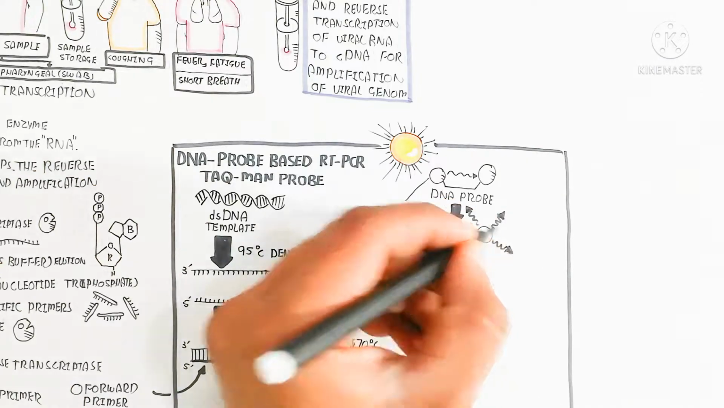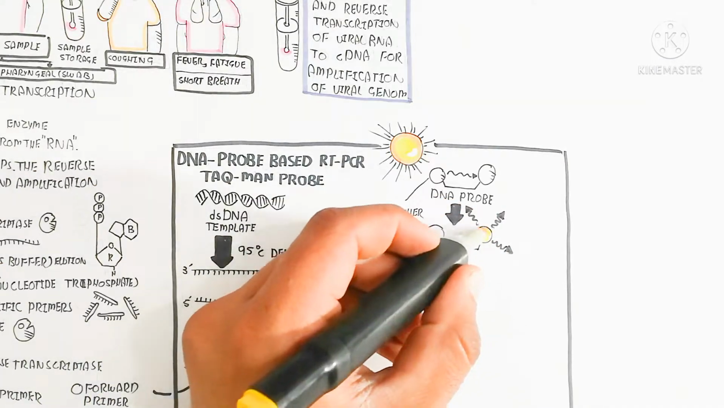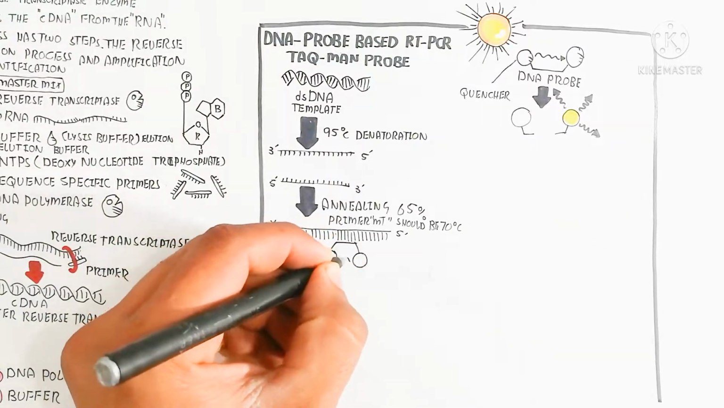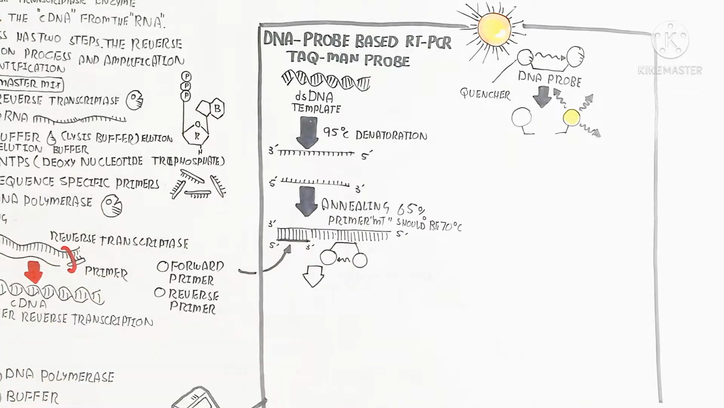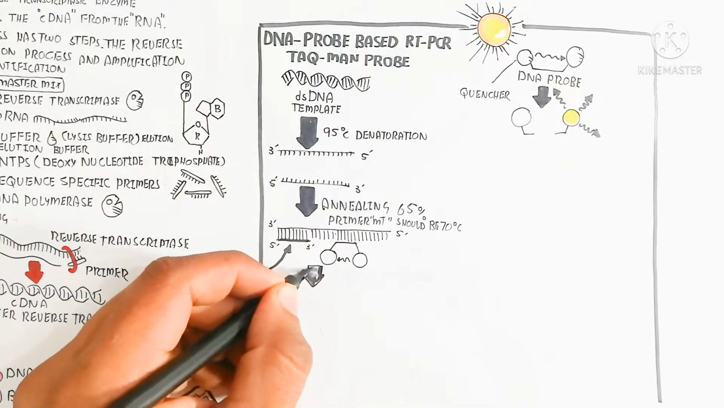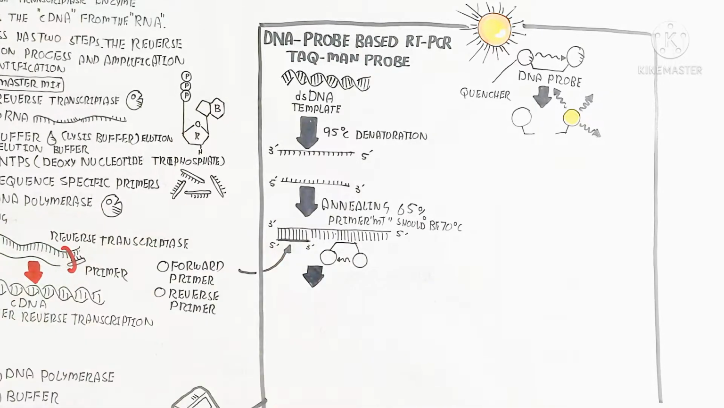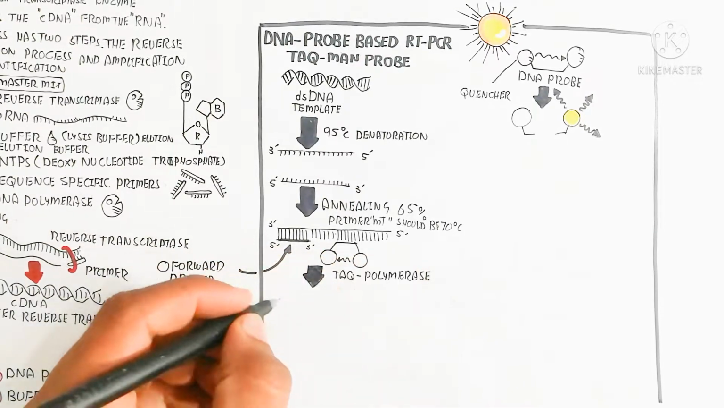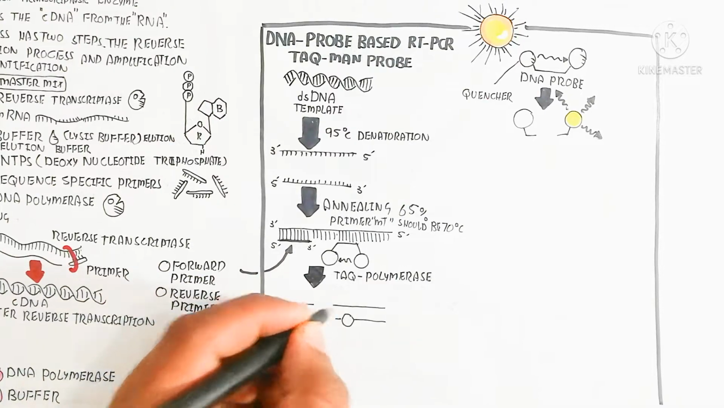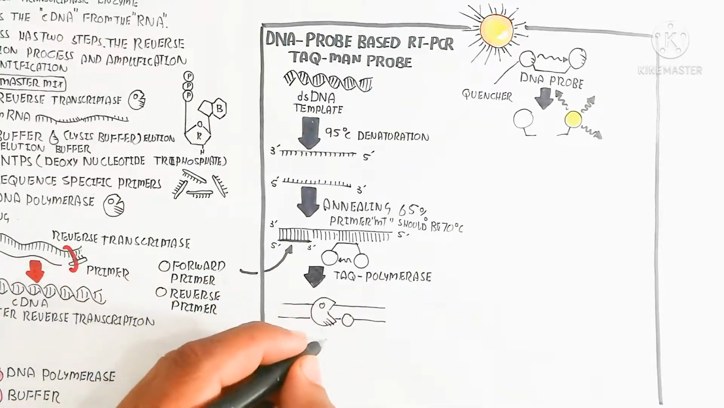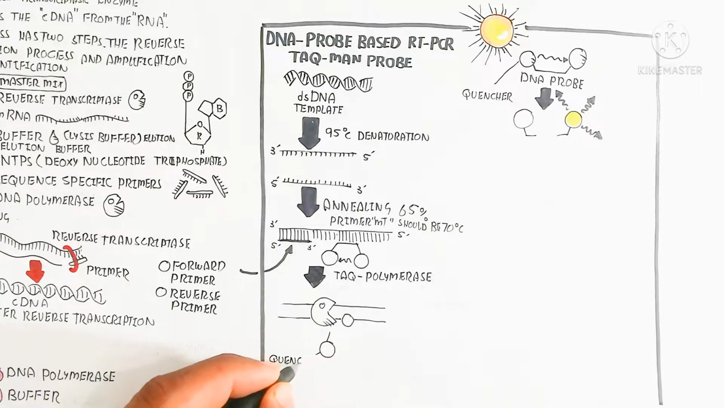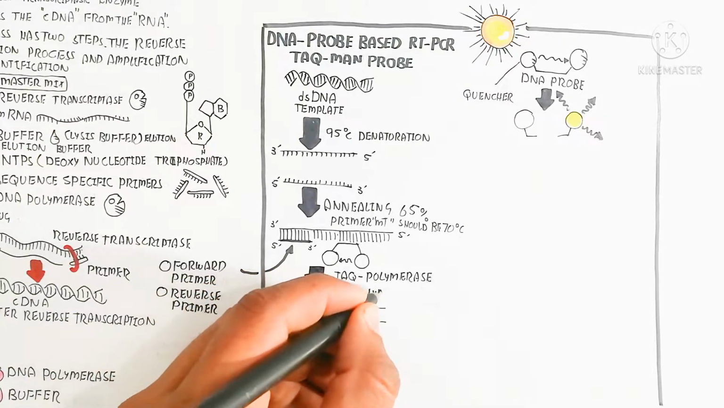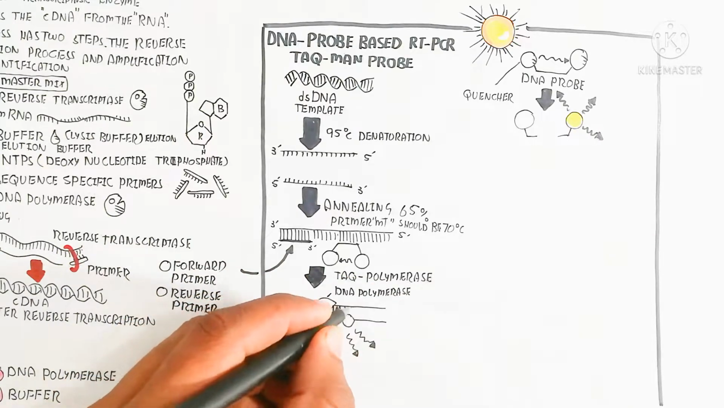So after this, the light-producing mechanism we will discuss here. The probe binds with the DNA, which is specific, and the probe binds with the quencher. The quencher will be released by the Taq polymerase, the DNA polymerase enzyme. During the extension, a temperature of 70 to 72 degrees Celsius will be required. So the quencher will be released and the color will be produced due to the release of the quencher from the probe. So the probe will produce color after light falls on it.